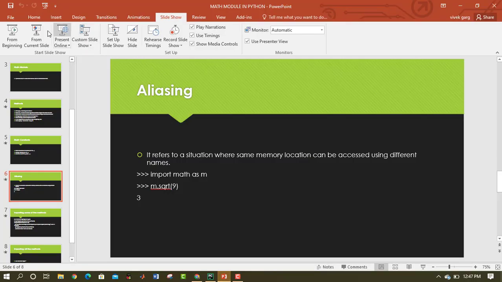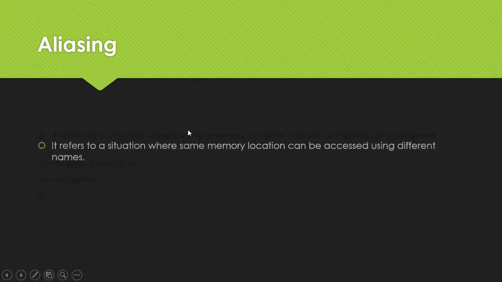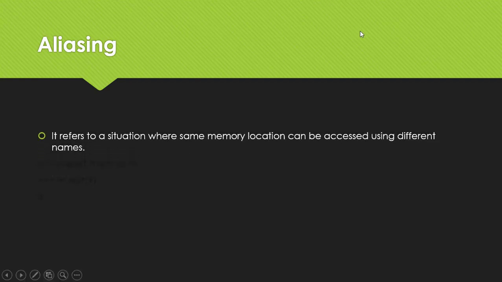So what basically is aliasing? I would show you. Aliasing refers to a situation where the same memory location can be accessed using different names. That means we can access the same math module but with a different name. How to do that? It's pretty simple. Import math as m. This as would change the name of the math keyword here. So m.sqrt now would return us 3. So instead of writing math again and again, we can simply write m.